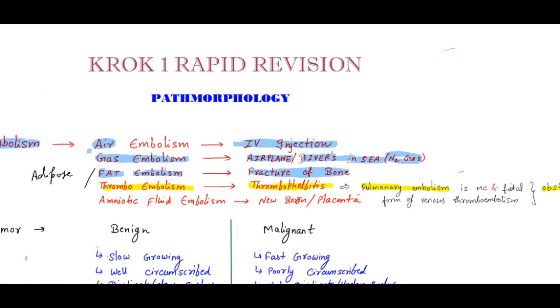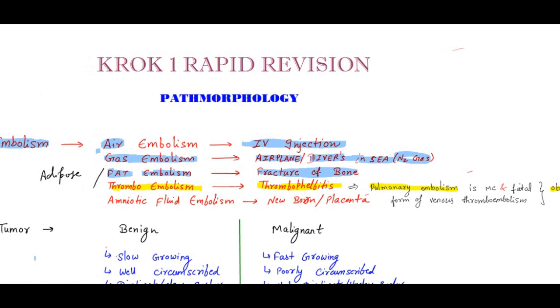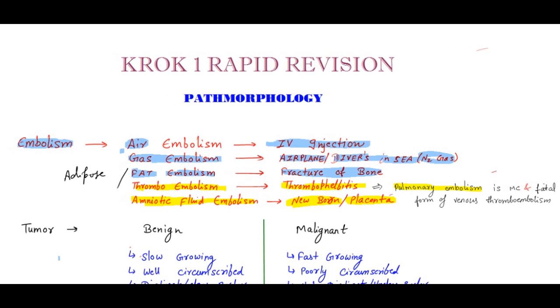Next is amniotic fluid embolism. Amniotic fluid embolism simply means there is a newborn and the placenta. So the newborn or the placenta leads to amniotic fluid embolism. Okay, this is the important part.